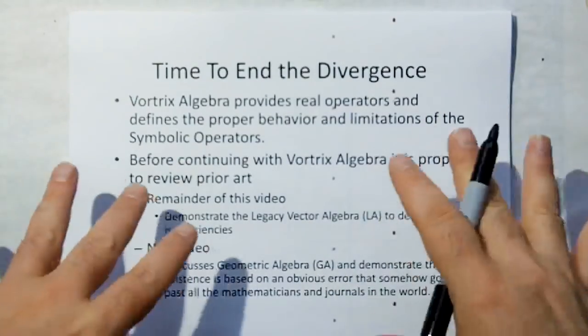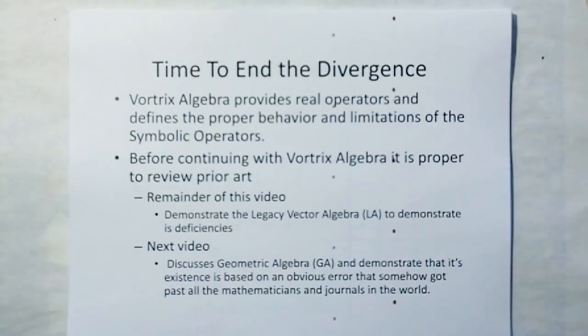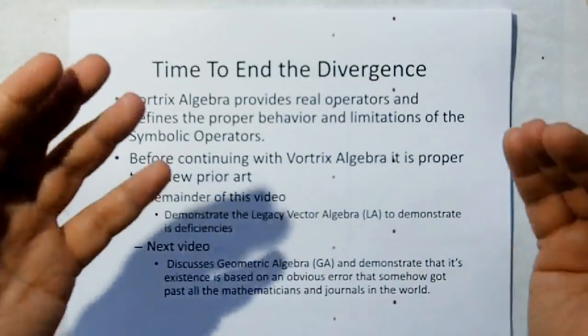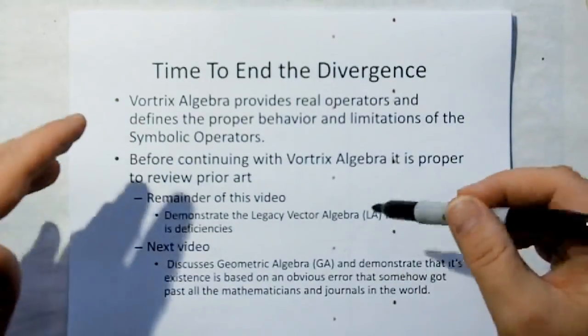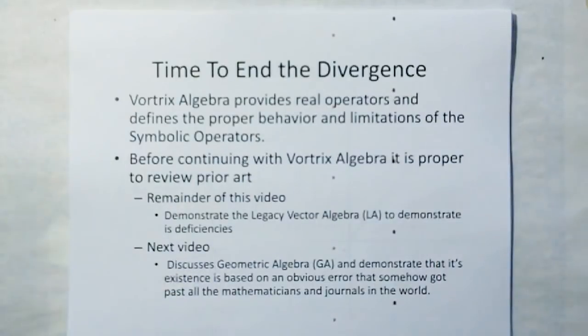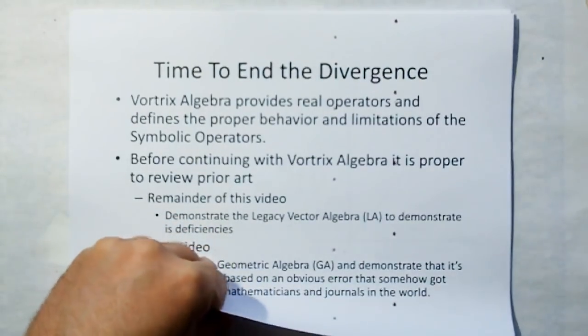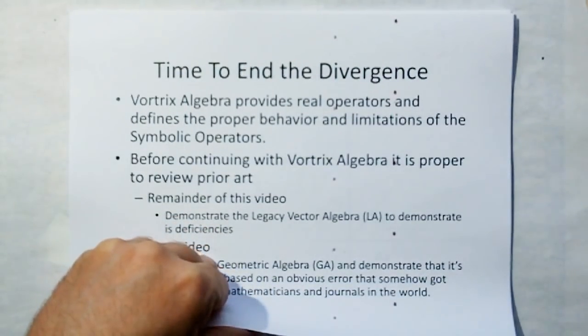Okay, but before we go into Vortex algebra, it's proper to review the prior art, what came before, to understand why Vortex algebra is superior to the ones in the past. In the remainder of this video, we're going to talk about legacy vector algebra and demonstrate its deficiencies. In the next video, we're going to discuss geometric algebra and demonstrate that its existence is based on an obvious error that somehow got past all the mathematical journals and mathematicians in the world. I don't know how. It's really bad.